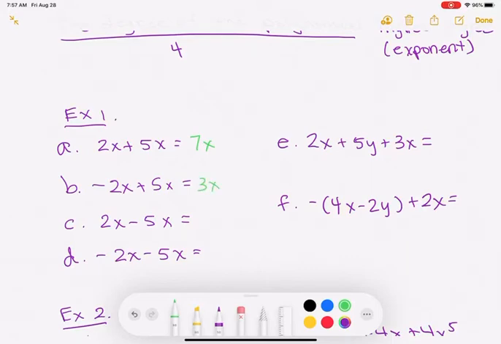On this next one, I have $2 and then I lose $5. So now I'm in the hole $3. So it'll be a negative 3x. Now we have a negative 2x minus 5x, which is going to be a negative 7x.